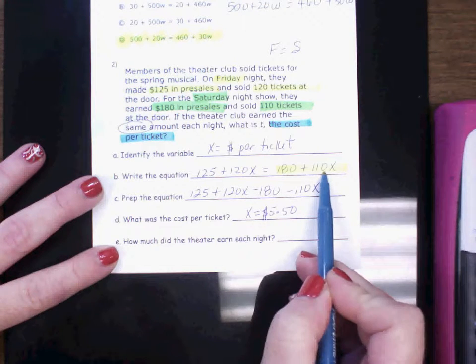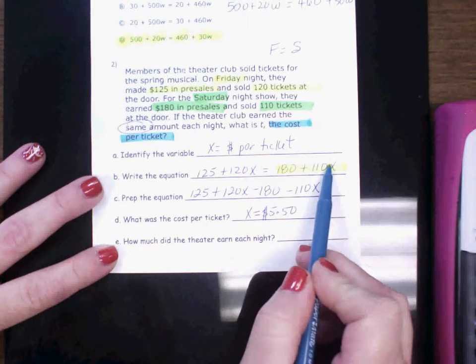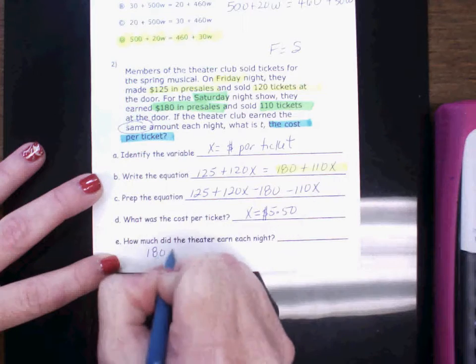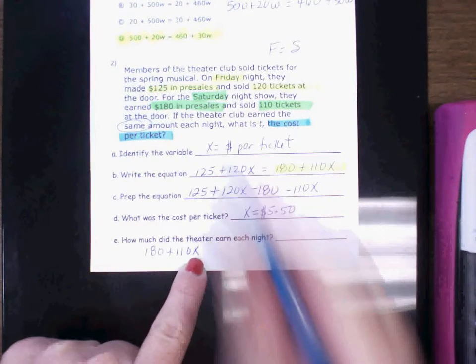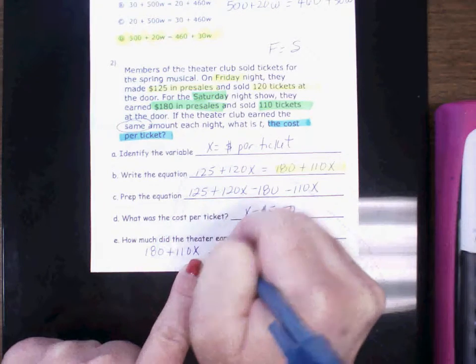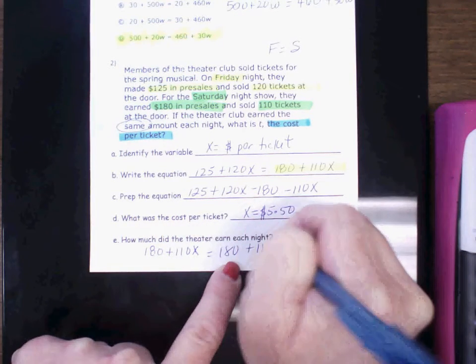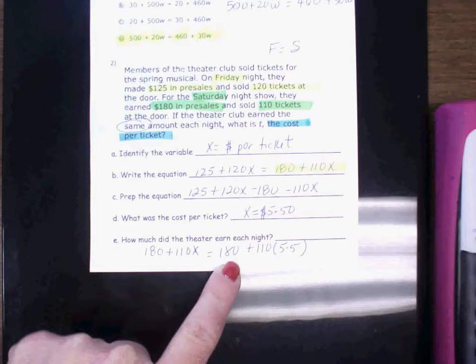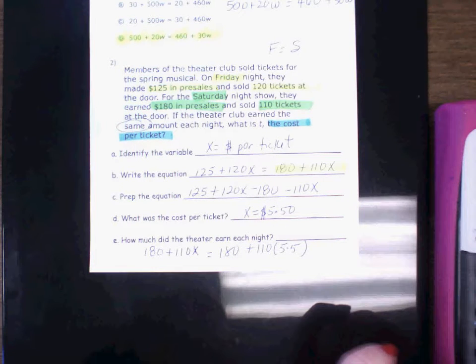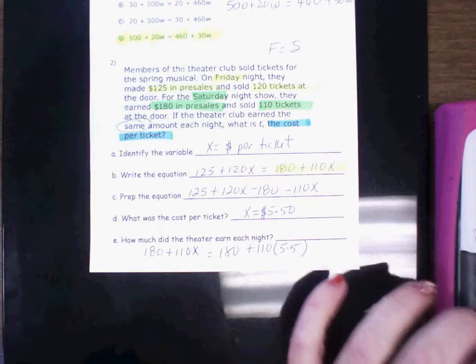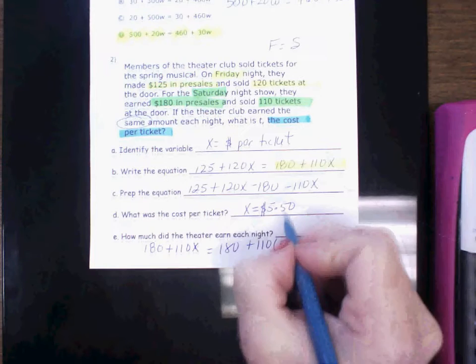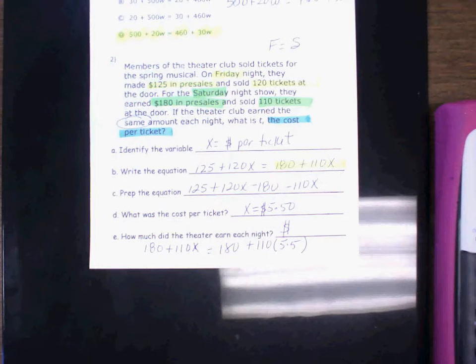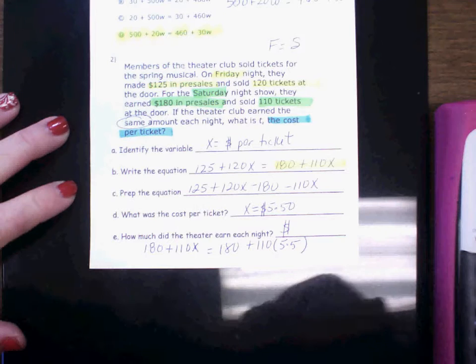How much did the theater earn each night? What do I have to do now? Substitute it. Very good. So I always take the one that's highlighted, okay? So 180 plus 110X. And instead of the X, what am I going to write? 5.50. Very good. So 180 plus 110 times 5.50, and tell me how much money did they earn each night.